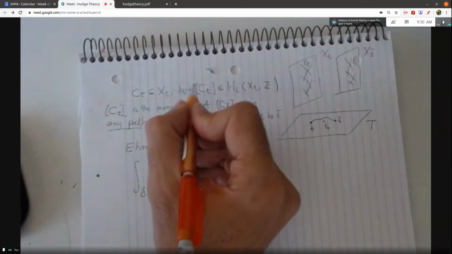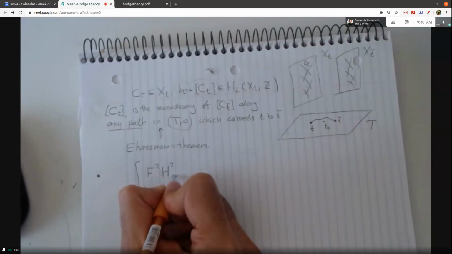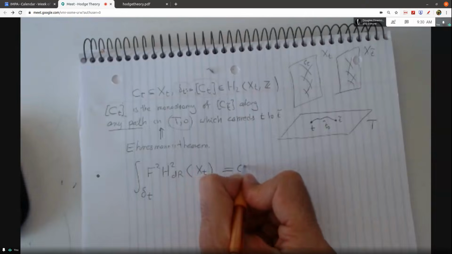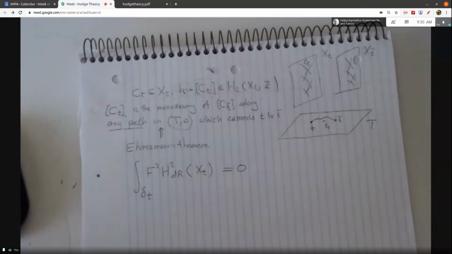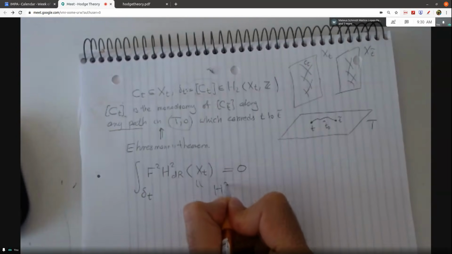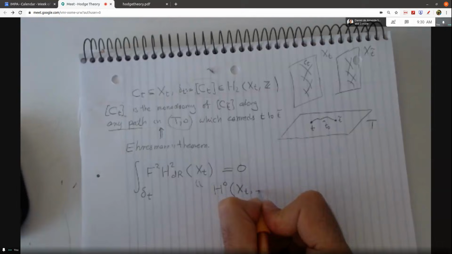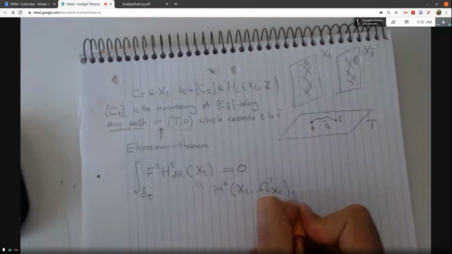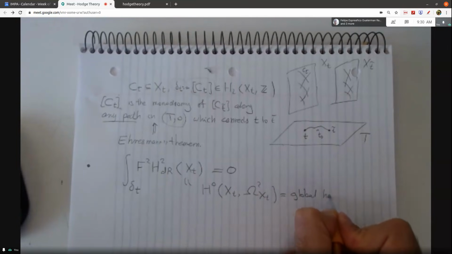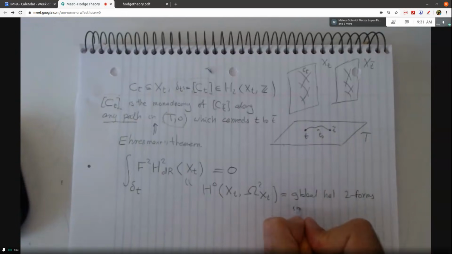So integration over curves of F2 of H2 theorem, xt was automatically 0. And if you remember well, this F2 is just H0 of xt, 2-forms, omega 2 of xt, and this is global holomorphic or algebraic 2-forms in xt.